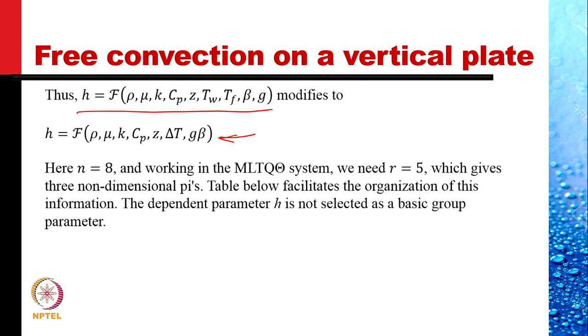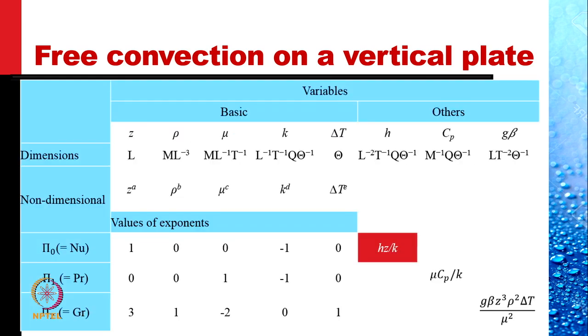The dependent parameter h is never selected in the basic group of parameters. So we have chosen the basic group as z, rho, mu, k, and delta T, 5 of them independent and complete. Independent in the sense that you cannot express any one of them as a product of powers of the rest within this group. And complete in the sense all dimensions that are relevant, the 5 dimensions here, are contained herein.